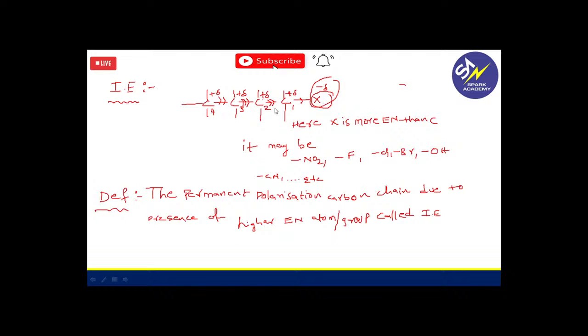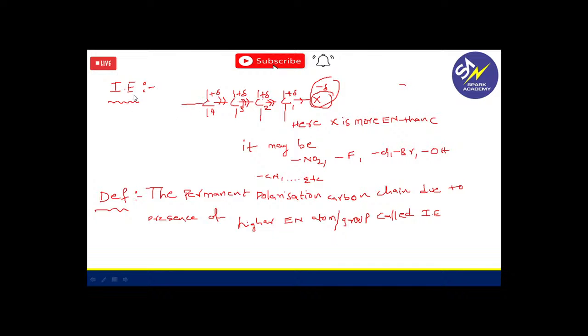Coming to inductive effect, for example, take an organic compound containing a group X more electronegative than carbon. Electronegative character is the tendency to attract the shared pair of electrons. So X attracts the bond pair of electrons towards itself and attains partial negative charge, and the carbon atom attains partial positive charge. Due to this, the electronegativity of the C1 carbon increases, which increases the positive charge on C2, which induces positive charge on C3 and C4 carbon atoms.